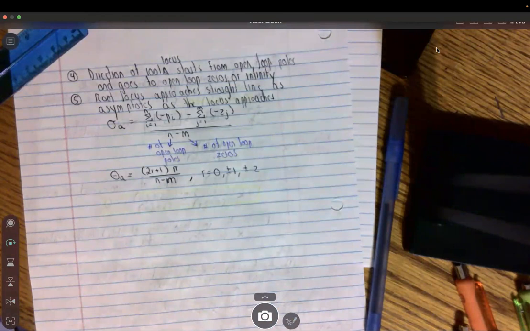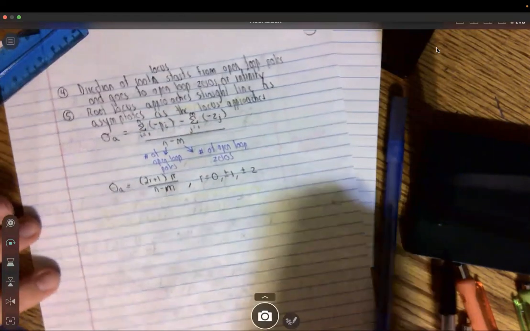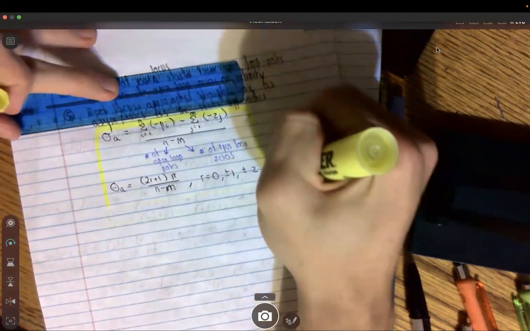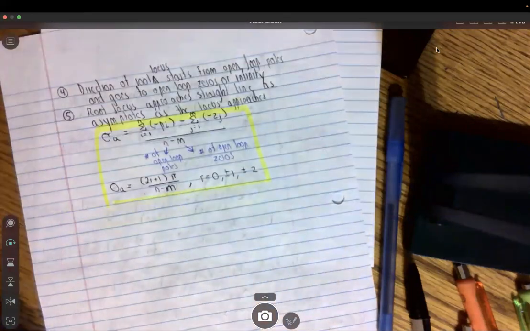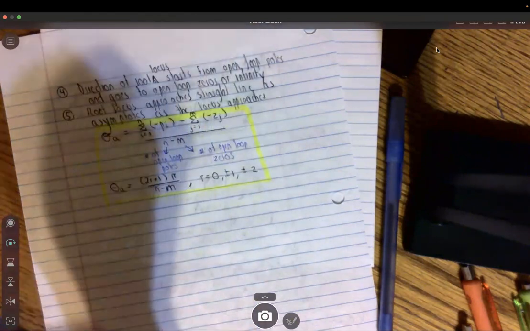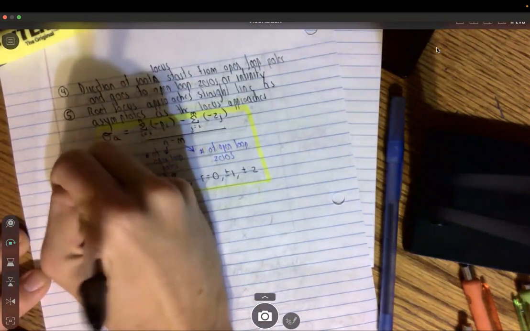And then what we're going to do here is let's look at an example. Through an example, I think this one's really good to understand rule number 5 here, because it can be a little confusing, the notation here, but this equation is very important. Make sure that you have both of these in order to determine where your asymptotes occur and at what angle those asymptotes occur.